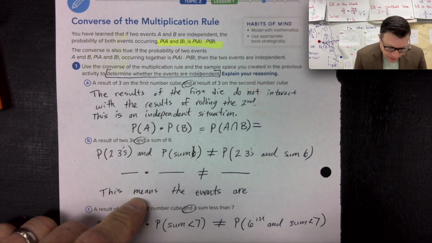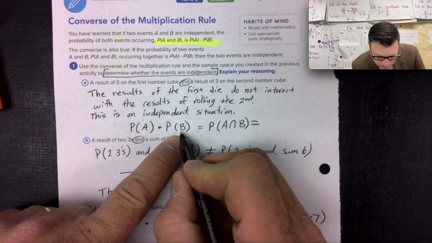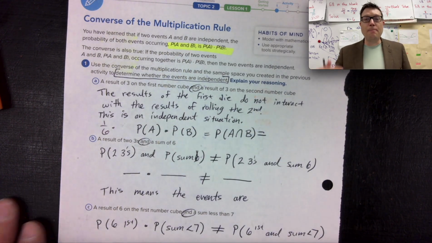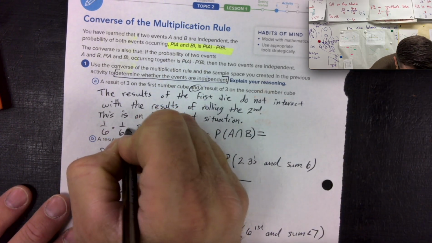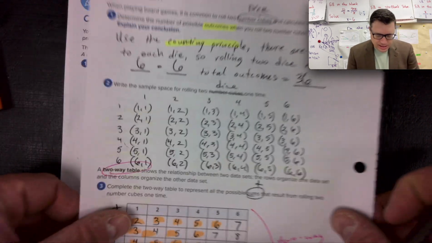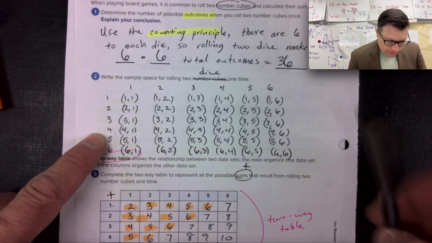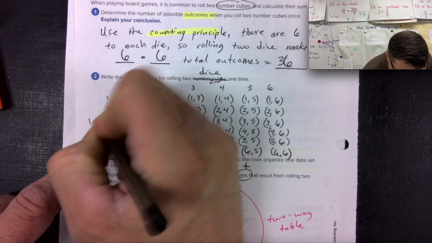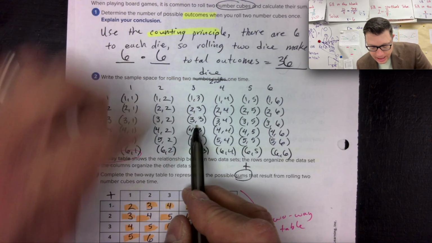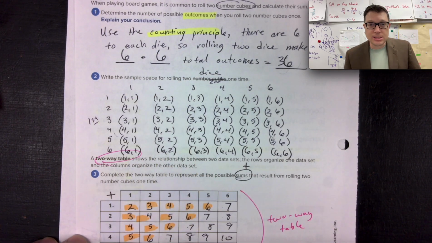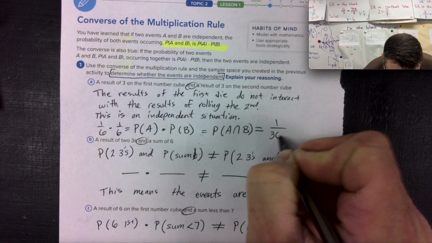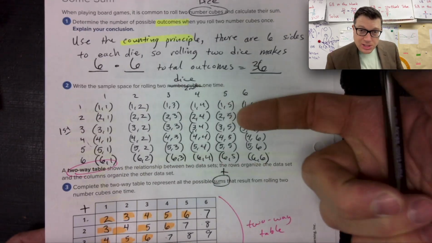Mathematically speaking, if we do A times B, so that's the probability of a 3 first, 1 out of 6, times the probability of a 3 second, another 1 out of 6. That's 1 out of 36 when you multiply them. But if I look at this table and I think about how this is first and this is second, then rolling a 3 first and rolling a 3 second is this cell. And it only happens once out of the entire group of 36. So 1 out of 36 is the outcome just by counting from the table.